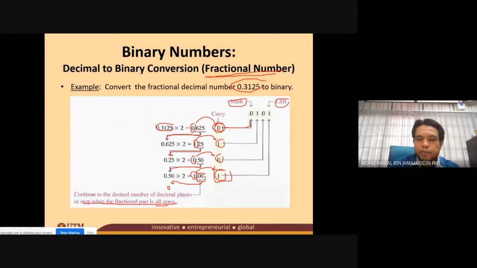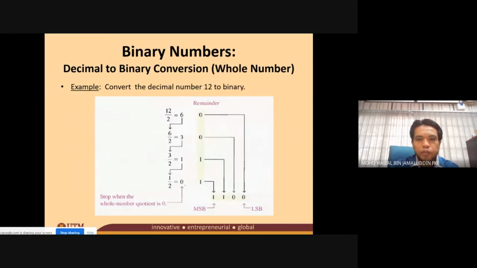So it seems that it's terbalik, different from the fraction to whole number. Okay, so you see that MSB is taking the first carry value, and the LSB takes the last carry value. Compared to the whole number, the MSB here is taking from the last value, while the first remainder is taken as the less significant bit.